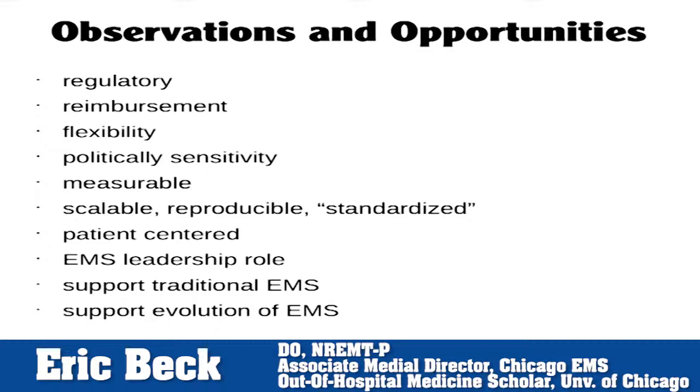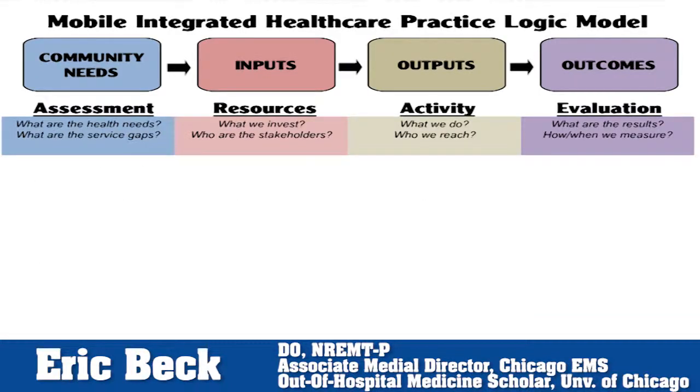This is a very vague concept, and we think that it makes sense, but maybe we have it wrong. It starts with the community needs assessment. The needs assessment feeds inputs, outputs, and outcomes. So assessment, resource, activity, event. This is a pretty standard logic model.